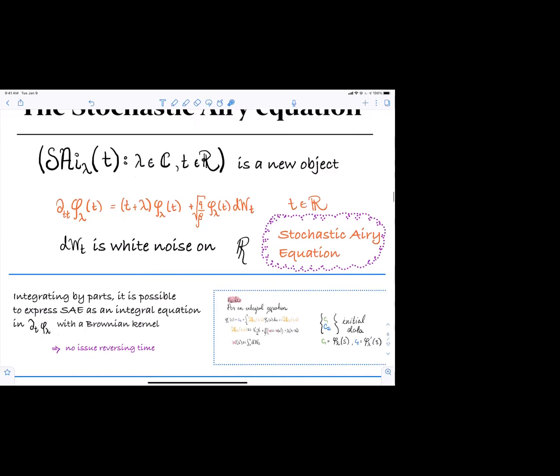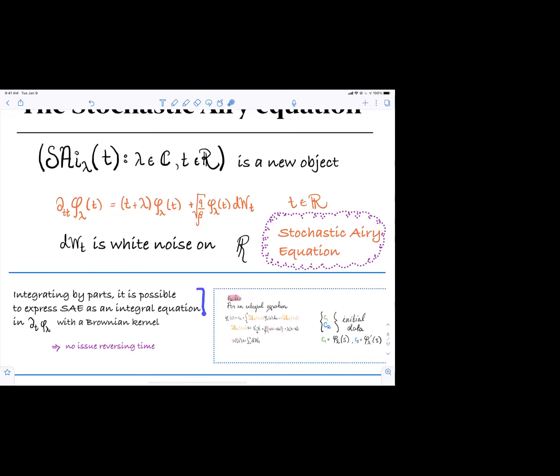On the other hand, it's also possible to just remove the stochastic part, the dW part, entirely. If you just imagine doing an integration by parts on this, you differentiate these phi's and you integrate these W's. What you can get is an integral equation in d_t phi lambda with a Brownian kernel. And Brownian is just W_t, so a continuous function, but a continuous random function. That allows you to see that you have an evolution equation which makes perfect sense going forward in time, backward in time. You can use random initial conditions, no problem. It's all defined, with probability 1.